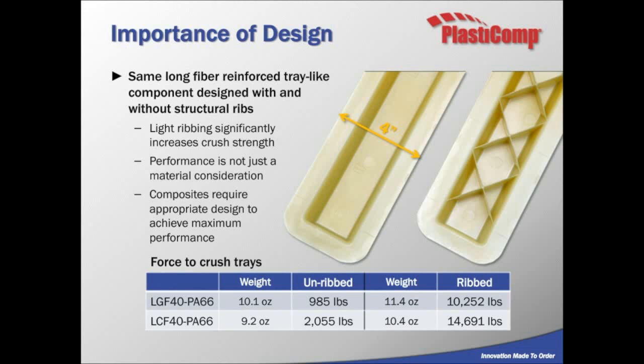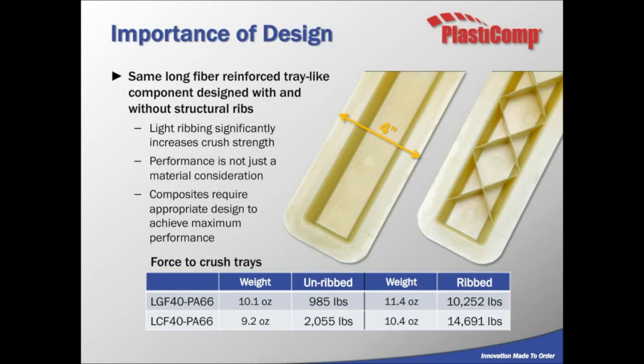So take a look at the two materials we used, which was a 40% loaded glass fiber nylon, with ribs and without ribs. With the glass one, it weighed about 10.1 ounces, and when a crush load was applied to it, it withstood 985 pounds. When the ribs were added, the weight only went up by about 10%, and then it was able to carry 10,252 pounds. So for 10% added weight, you got about 10 times as much strength, as long as you're applying materials in a useful location.